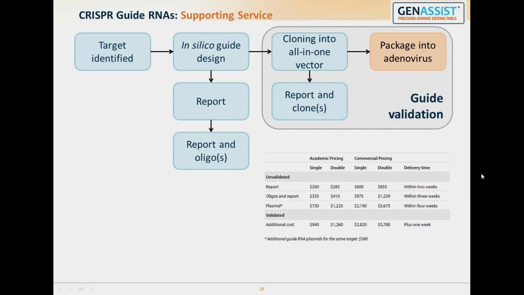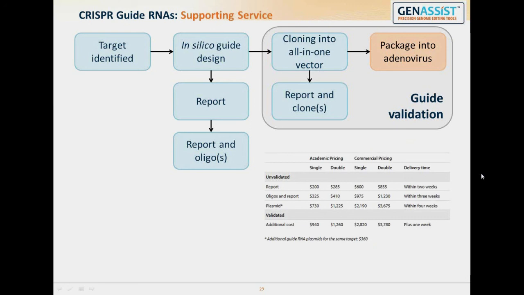So for the guide RNA service, this schematic at the top describes really what the offer is. First off, once we've worked with you to identify what the target is, we'll do in silico guide design. We'll look at a significant number of different guides in order to determine what the right ones would be. We'll generate a report is the first option.